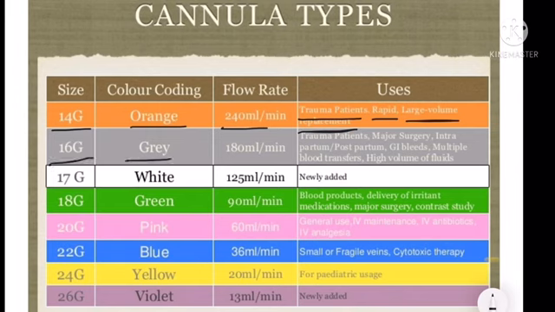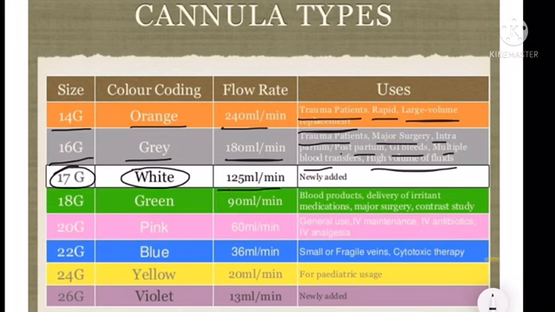The gray cannula with 16 gauge with 180 ml per minute flow rate, again used in traumatic patients, major surgeries, intra and postpartum procedures, GI bleeding, multiple blood transfusion, and high volume of fluid infusion. Next one is a white one, which is newly added, has a 17 gauge and 125 ml per minute flow rate, and the uses are in between the gray and green cannula. The green cannula with 18 gauge and flow rate of 90 ml per minute, used for blood products, delivery of irritant medications, major surgeries, and contrast studies in radiological procedures.